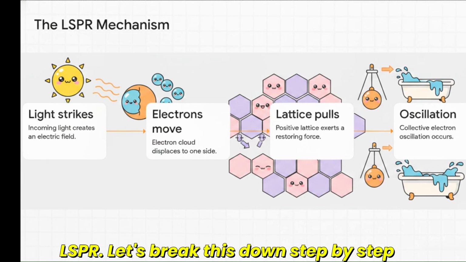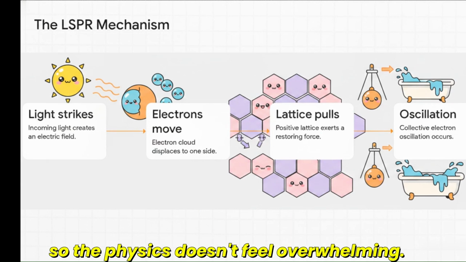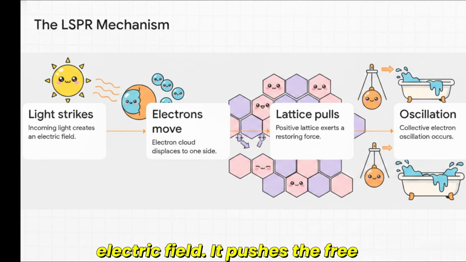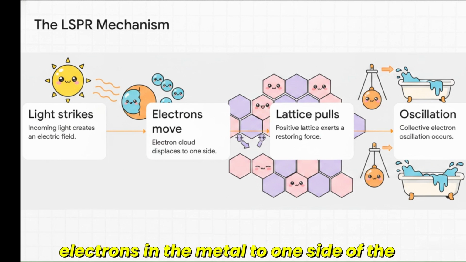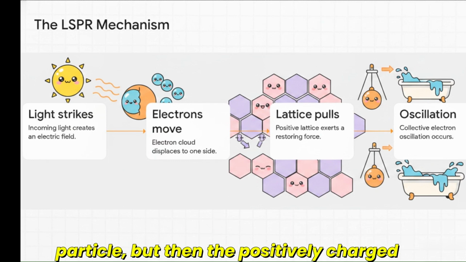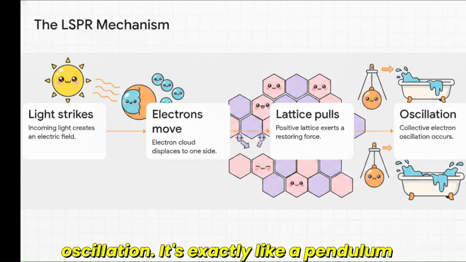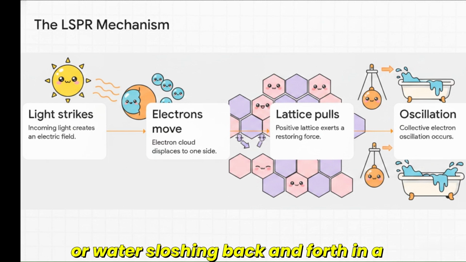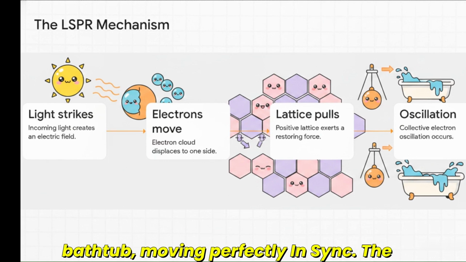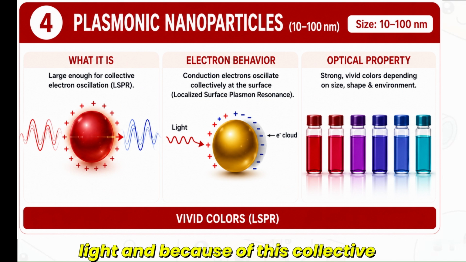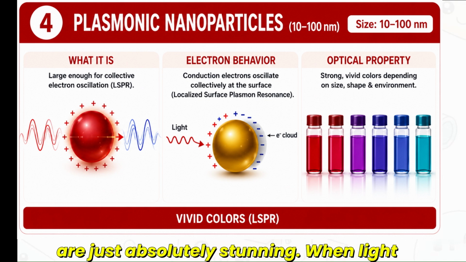Let's break this down step by step so the physics doesn't feel overwhelming. Imagine incoming light acting as an electric field. It pushes the free electrons in the metal to one side of the particle. But then, the positively charged metal lattice pulls them right back. The electrons overshoot, creating an oscillation. It's exactly like a pendulum or water sloshing back and forth in a bathtub, moving perfectly in sync with the light. And because of this collective electron sloshing, the optical properties are just absolutely stunning.